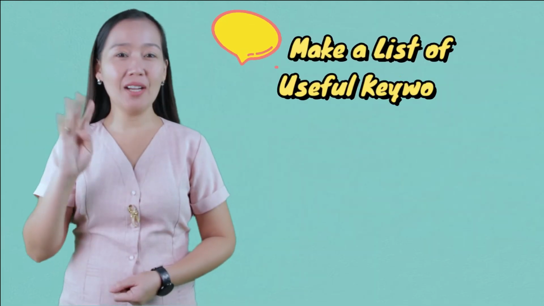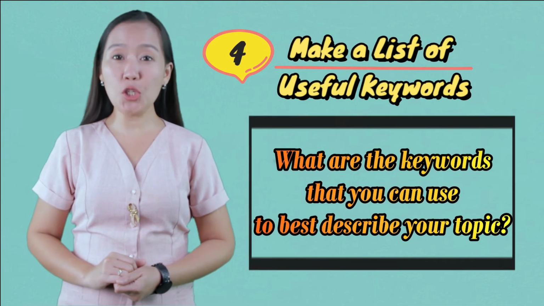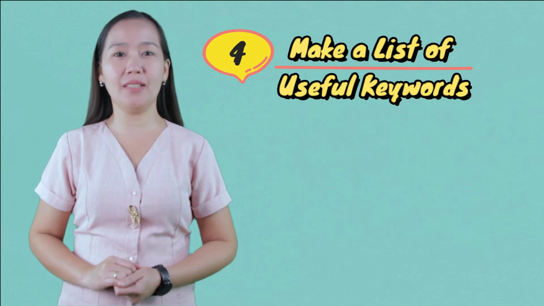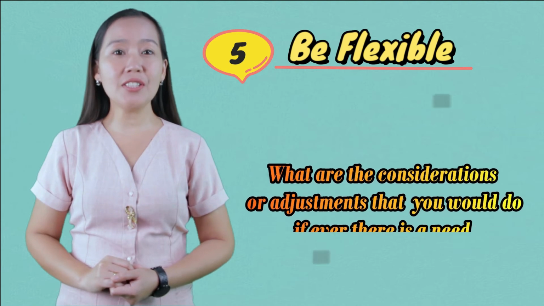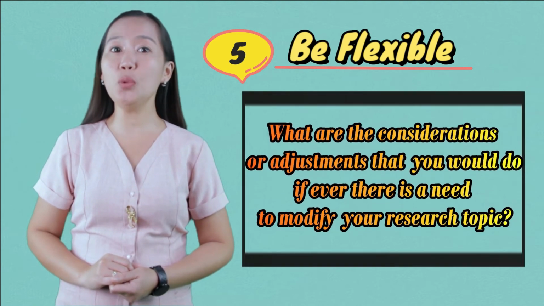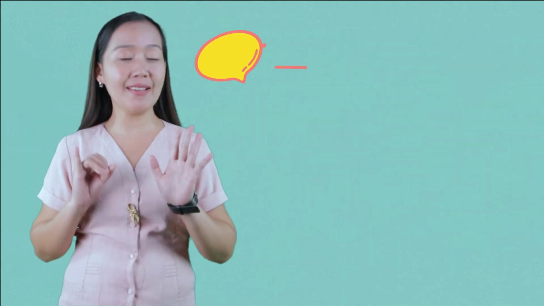Tip number 4. Make a list of useful keywords. What are the keywords that you can use to best describe your topic? Enumerate them. Tip number 5. Be flexible. What are the considerations or adjustments that you would do if ever there is a need to modify your research topic?